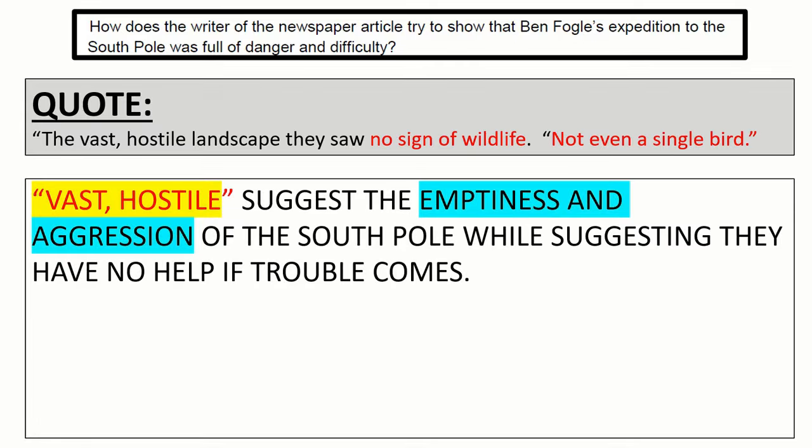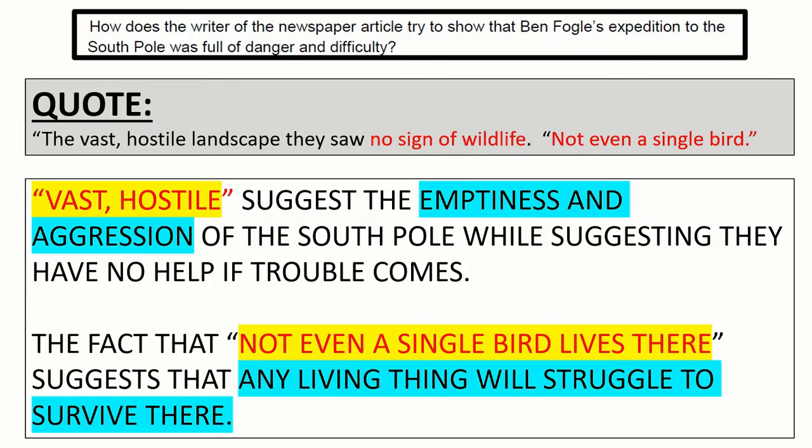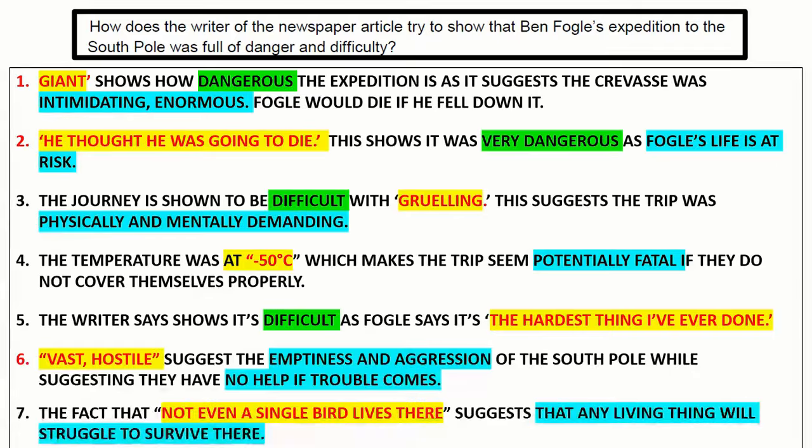So I'll explain this one a bit. I've put vast hostile suggests the emptiness and aggression of the South Pole, while suggesting no help if trouble comes. And the fact not even a single bird lives there suggests that any living thing will struggle to survive there. And there you go. So I've got 7, but in a few of them I've got a couple of quotes. So I've almost got maybe 9 or 10 quotes, and most of them I've got my 3 parts: my question, my quote, and my effect on my reader.